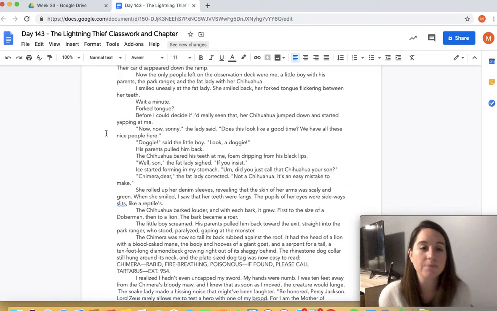Let's keep going. Before I could decide if I'd really seen that, her chihuahua jumped down and started yapping at me. "Now, Sonny," the lady said. "Does that look like a good time? We have all these nice people here." "Doggy," said the little boy. "Look, a doggy." His parents pulled him back. The Chihuahua bared its teeth at me, foam dripping from its black lips.